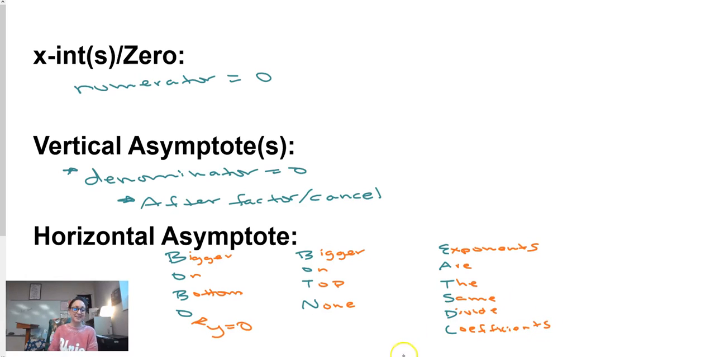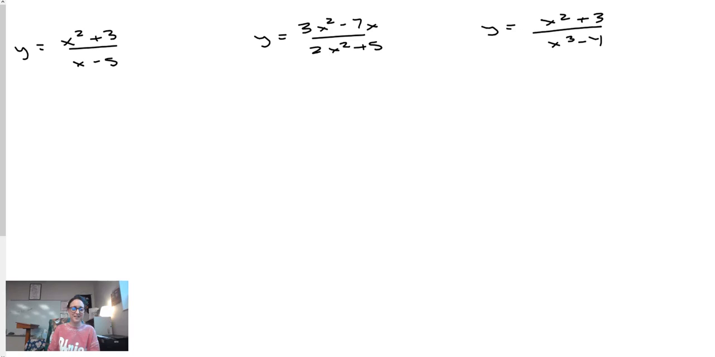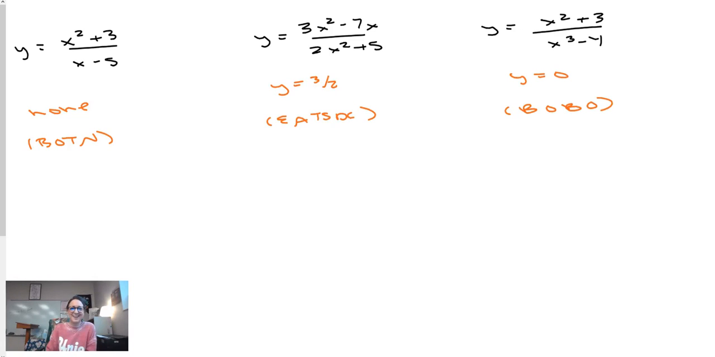Okay, so my last screen, I'm going to have three rational functions for you. You tell me the horizontal asymptote. All right, I'm going to force pause on your screen. You go ahead and tell me the horizontal asymptote of each of these three functions. Hit continue when you're ready to check your answers. All right, answers are on the screen along with their corresponding part of the acronym.